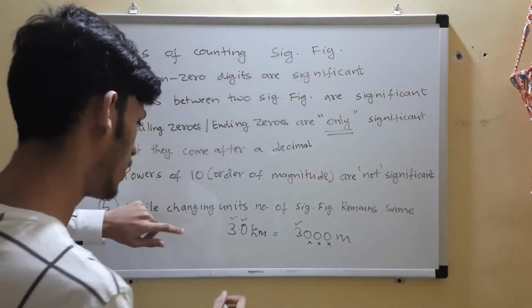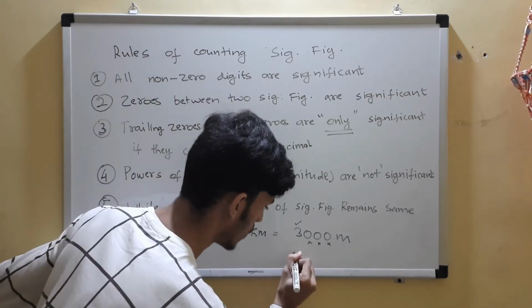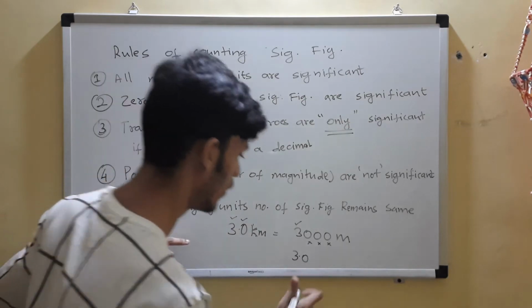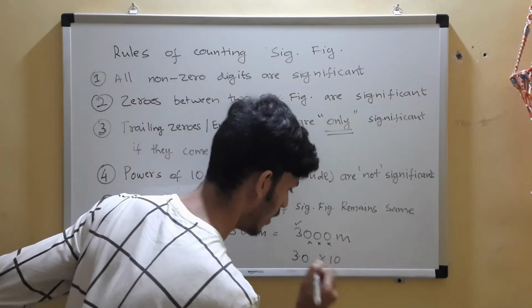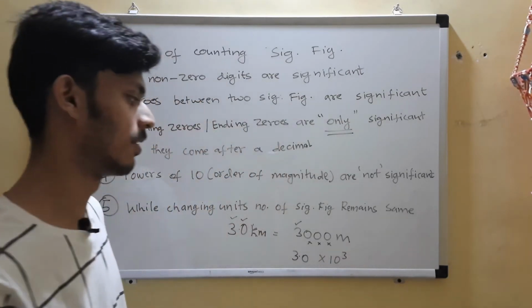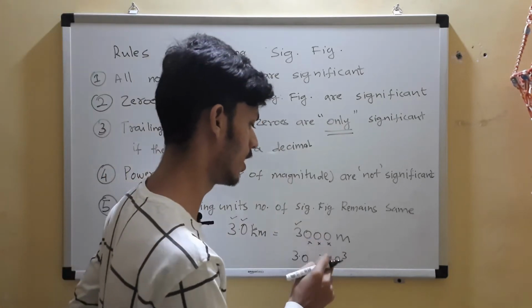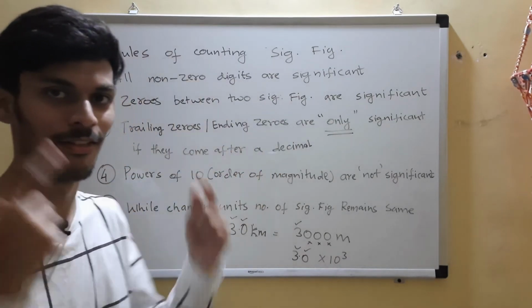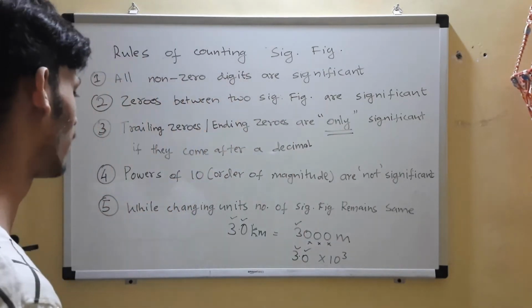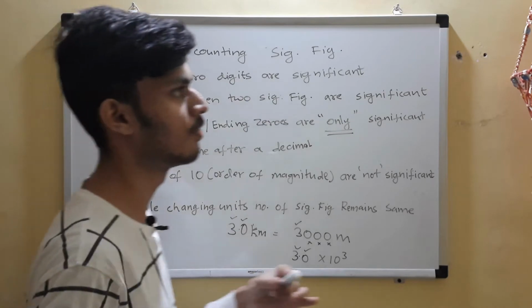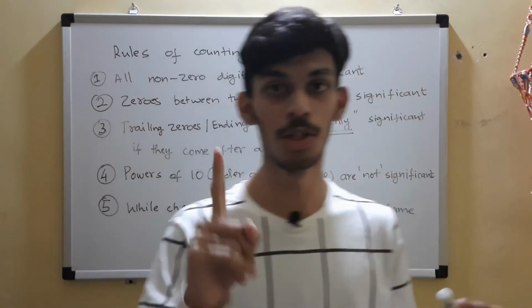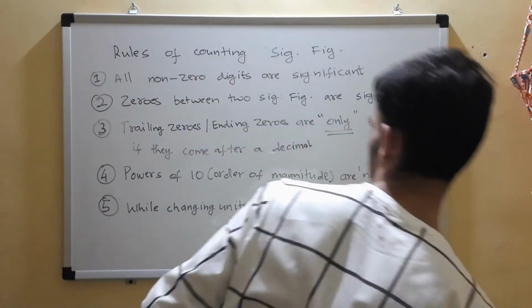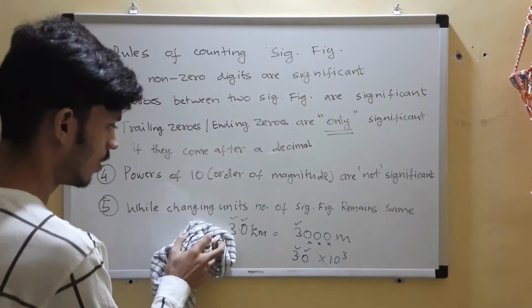To create the same thing here, you say 3.0 into 10 to the power 3. So you have 2 significant figures, unless you express it in the powers of 10, 3 zeros, so 10 to the power 3. And here you have your 2 significant figures. That is the wise way. So you have to be careful whenever you change units, don't change the number of significant figures. So rule 5 is also done.